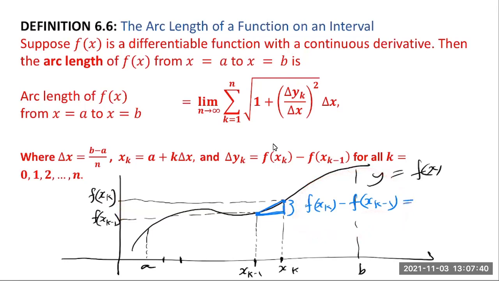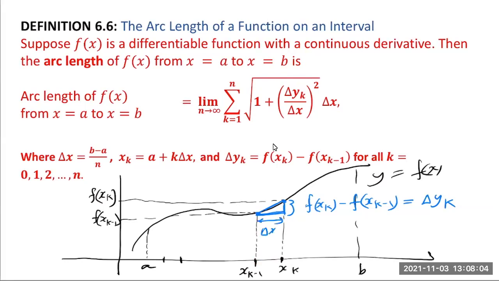I'm going to symbolize that as delta yk for a reason. Okay, so that's delta yk, and this is always delta xk. We know that the distance between xk and xk minus 1 is always delta x. That's the step size, right? That's always delta x. Okay, now how do I find the length of this line segment? Using the Pythagorean theorem, the square of this length should be equal to the square of this one plus the square of this one, right? So that means, let me write it over here.